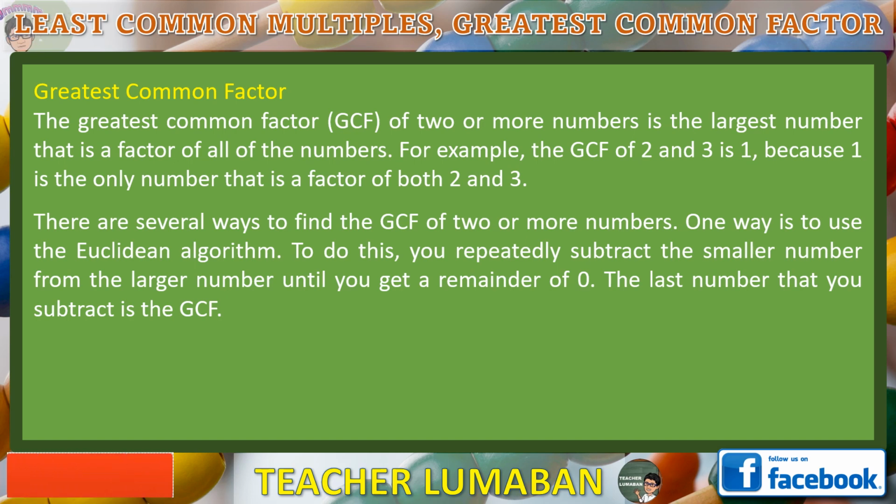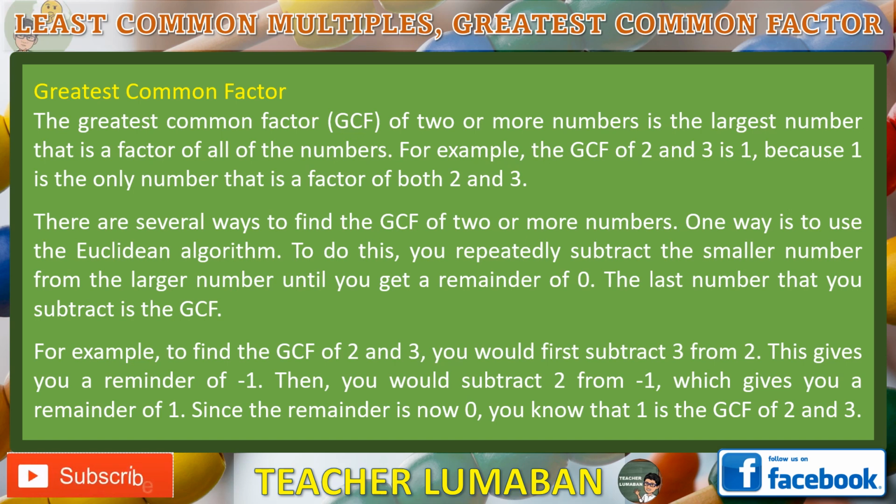For example, to find the GCF of 2 and 3, you would first subtract 3 from 2. This gives you a remainder of -1. Then, you would subtract 2 from -1, which gives you a remainder of 1. Since the remainder is now 0, you know that 1 is the GCF of 2 and 3.